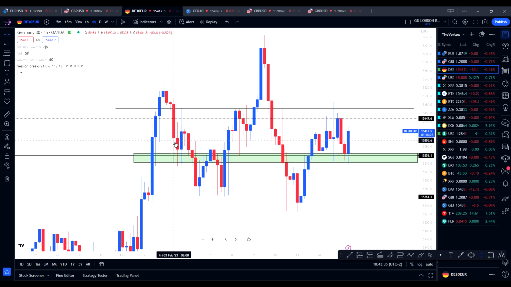Look how much power there was to these candles on the 4-hour chart. This means there are major orders going on. There is so much buying power happening at these zones, right? Wherever we see these wicks. Here's another one. Strong wick, we can see strong buying, right?